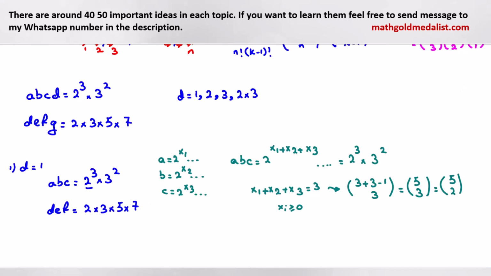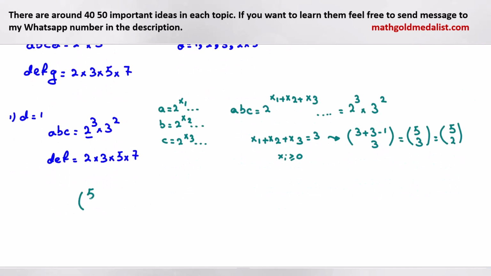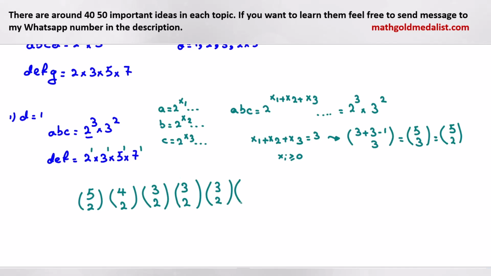Now for this case, the answer will be what? 5 choose 2 for 3. For 2, if we calculate like this, it will be 4 choose 2. Here the powers are 1, and you should multiply, because for each case of these we can select each case of the others, and so on. Because we have 3 variables, 1 plus 2 is 3, so 3 choose 2 for this one, and 3 choose 2 for this one.